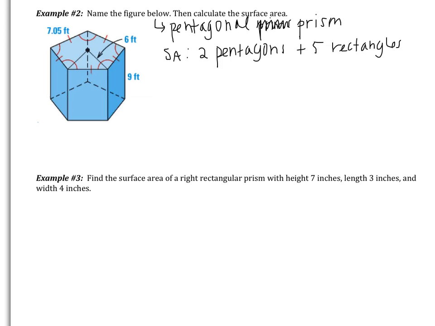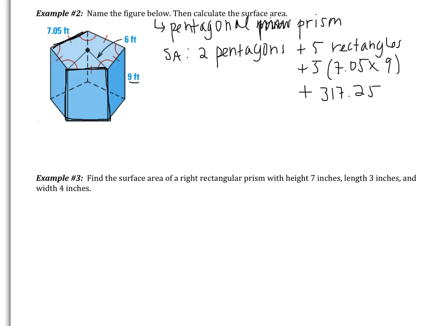Okay, starting with the rectangles. Each rectangle, I'm talking about this rectangle right here, all of them are going to be congruent, so they're all going to have the same area. Area is base times height. The base of each of these is this 7.05. The height of each rectangle is 9. This was supposed to be a 5, didn't turn out very well though. And then I'm multiplying by 5 because there are 5 of those rectangles. So those rectangles are going to total 317.25.